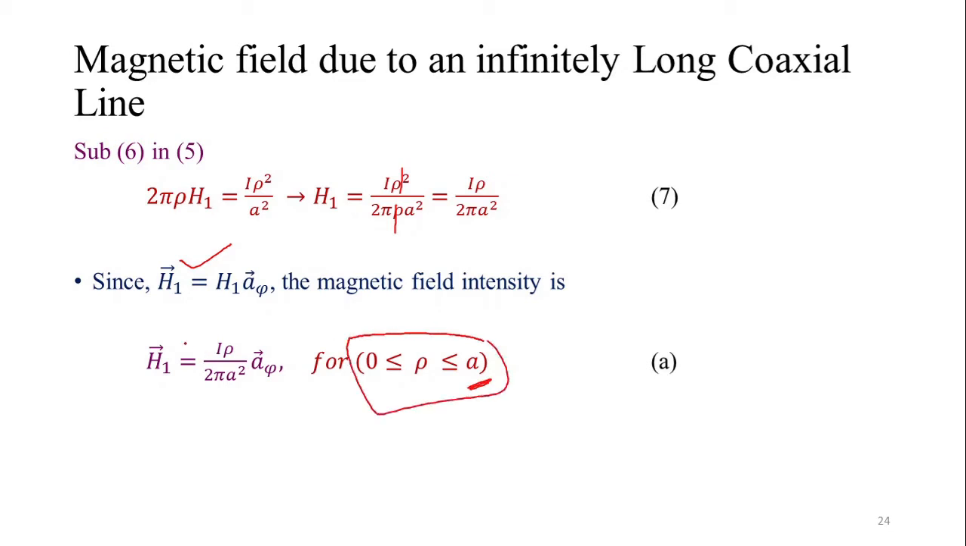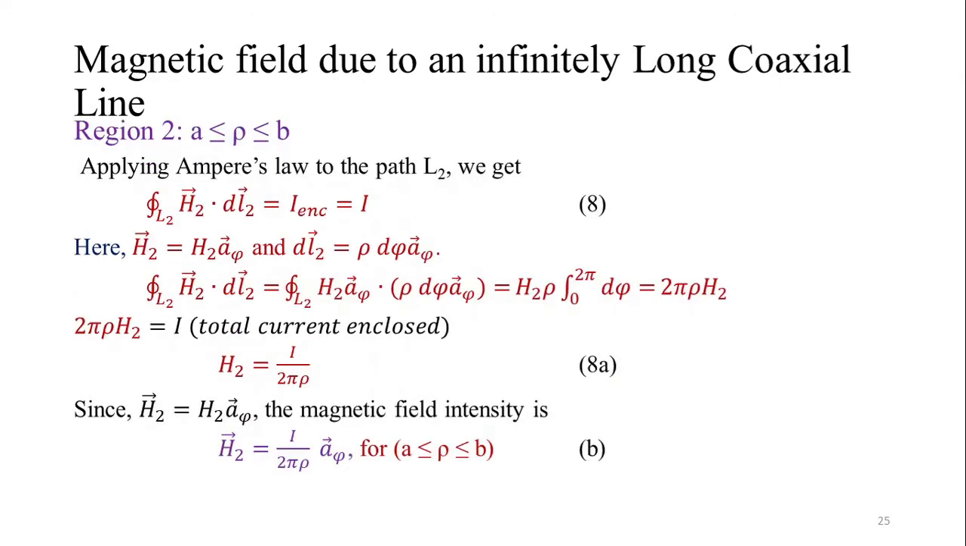So within this region, the field is I rho by 2 pi a square a phi. Now the region between a and b, I mean the space between the inner conductor and the outer conductor. Here the ampere path L2 completely encloses the inner conductor, so the enclosed current is equal to I, and H2 dot dl2 is H2 a phi dot rho d phi a phi. If you make the dot product, a phi will cancel, H2 rho, so you will have 2 pi rho H2 is equal to I. So H2 is I by 2 pi rho.